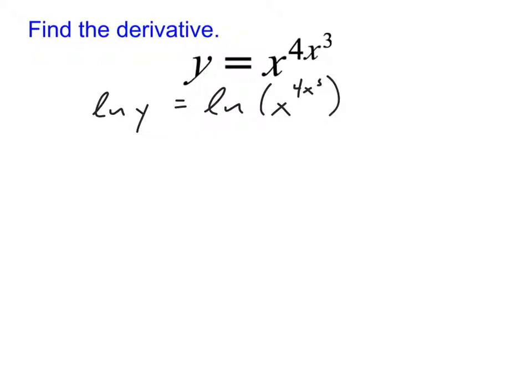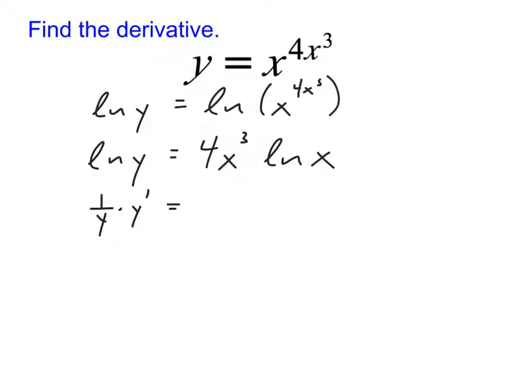And the whole reason why we do that is because the logarithm rules allow us to pull that exponent out. So I can turn that into 4x cubed times the natural log of x. Once we're here, we now can use our implicit differentiation rules to find our derivative. So on the left side, it's the natural log of y, so the derivative of that is 1 over y times y prime. Or you could have written it as y prime over y.